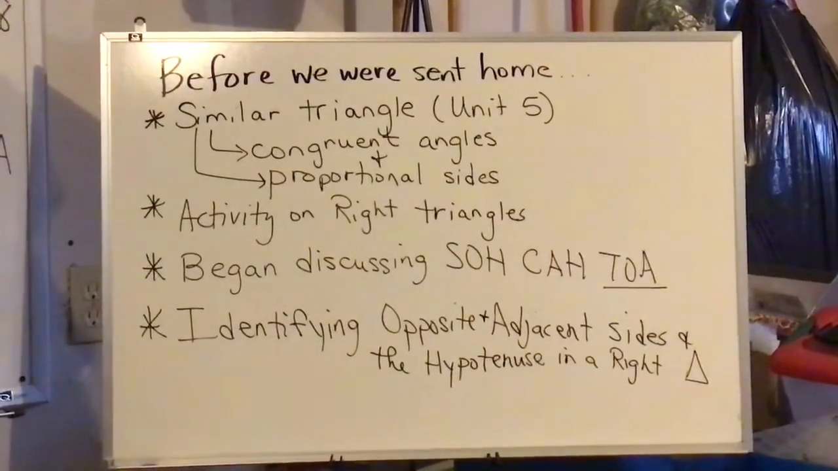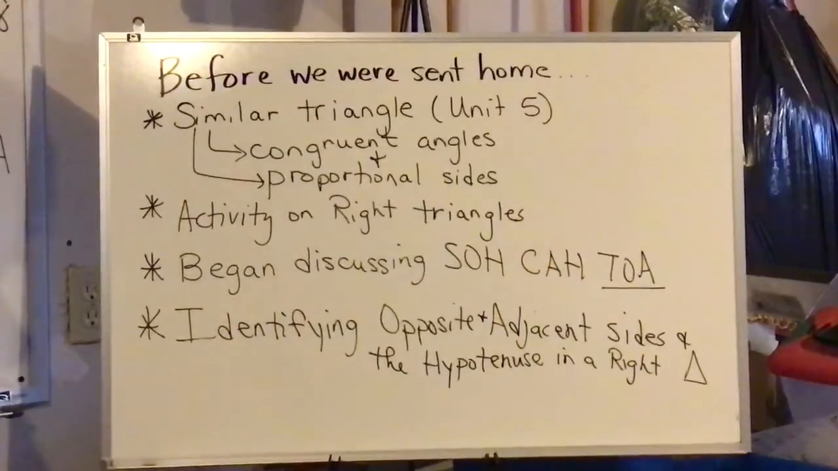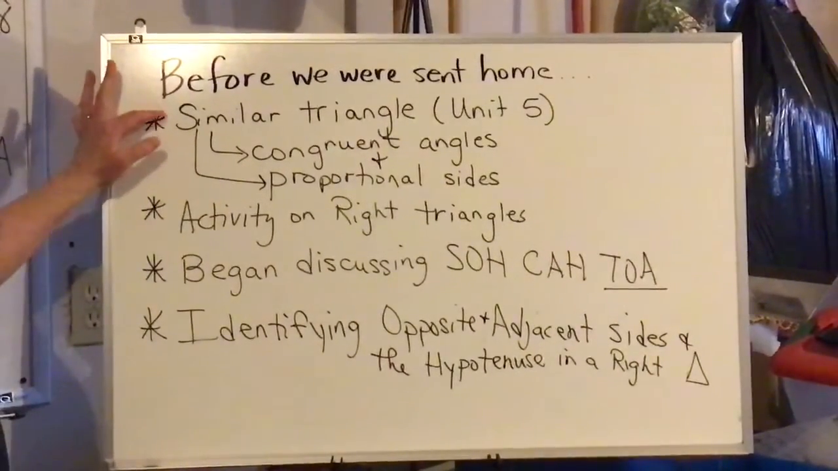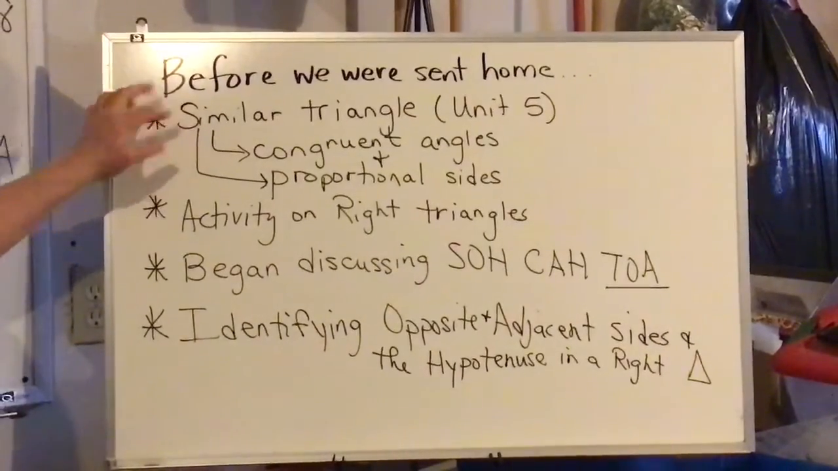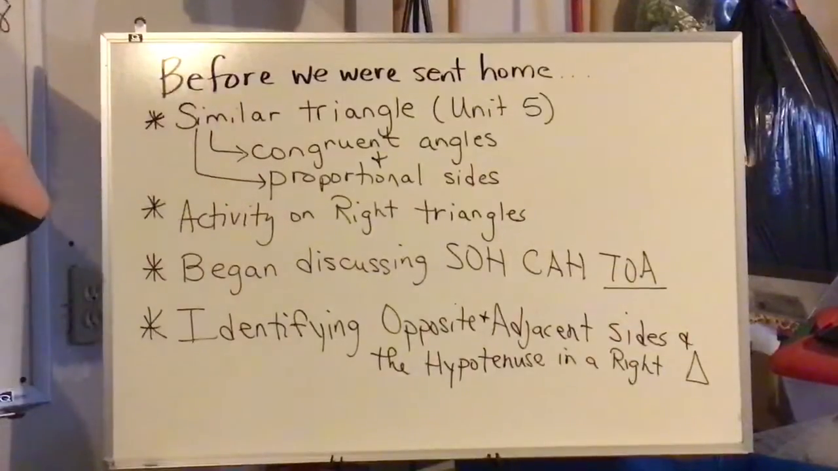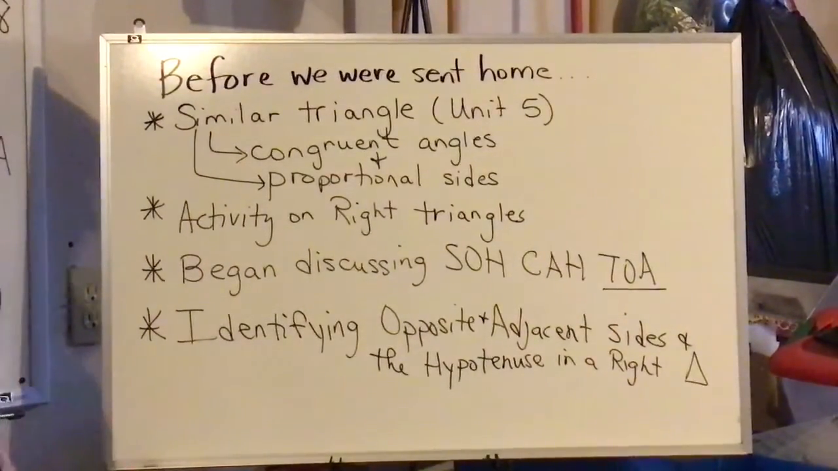All right, I just wanted to do a quick review of the things that we had talked about before we were sent home. We had been working on Unit 5, which dealt with similar triangles. And in similar triangles, we know that we have congruent angles and proportional sides. We wrote lots of proportions and solved lots of proportions to find missing measures.